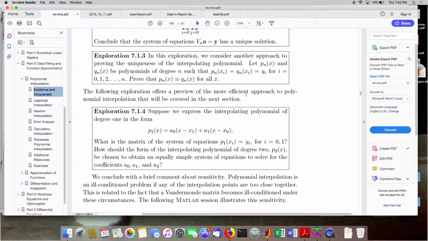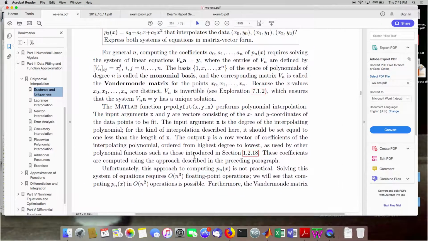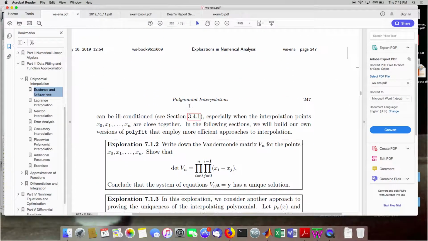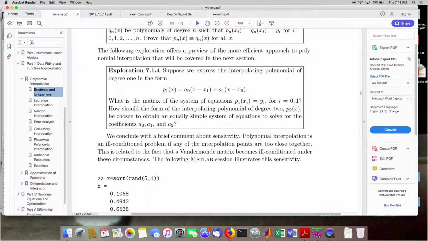When you make the matrix system of equations, you don't just substitute in 0 and 1 for i. You are substituting x0 and x1 for x, right, from that original. Yes, okay. Notice I mentioned here obtaining an equally simple system of equations, because in the previous problem generally you're not going to have any zero entries in your matrix. This is designed so that you do have some zero entries, and the idea is to accomplish the same thing at a higher degree.